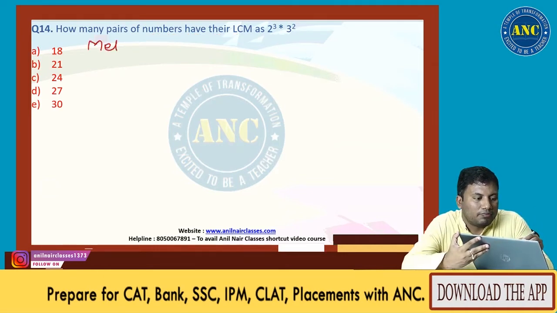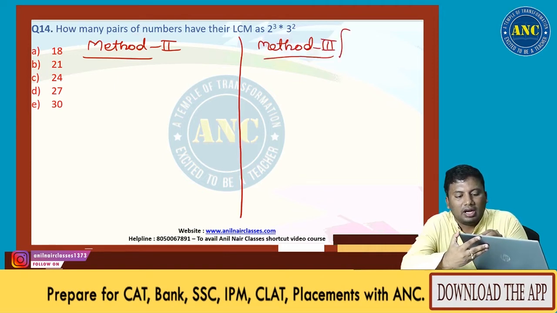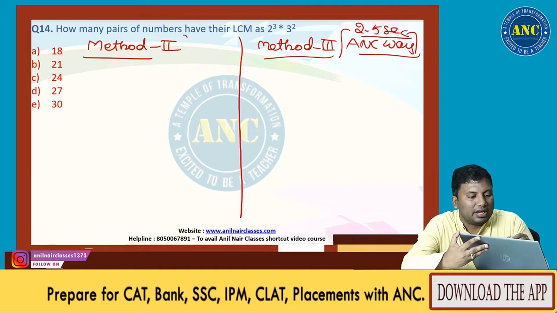Method 2 is how students will solve. Then I will do method 3. Method 3 is nothing but Anil Nair's way of solving, or the ANC way of solving, which will take a maximum of 2 to 5 seconds. This method will take about close to 2 minutes.